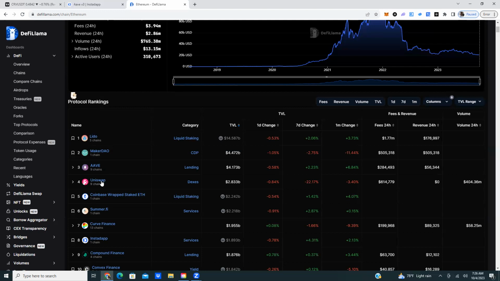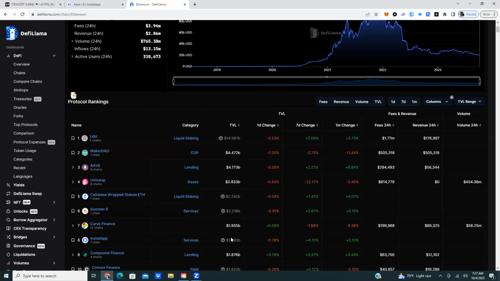And the last platform, I definitely have to mention this one, is Uniswap, and they have $2.83 billion locked in on their platform. And definitely got to mention InstaDebt because that's the platform that we're utilizing for our services. So right now, they currently have $1.89 billion locked in value.